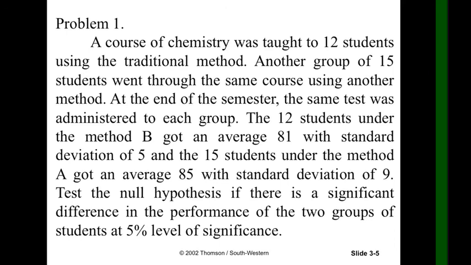A course of chemistry was taught to 12 students using the traditional method. Another group of 15 students went through the same course using another method. At the end of the semester, the same test was administered to each group. The 12 students under method B got an average of 81 with a standard deviation of 5, and the 15 students under method A got an average of 85 with a standard deviation of 9. Test the null hypothesis if there is a significant difference in the performance of the two groups of students at 5% level of significance.